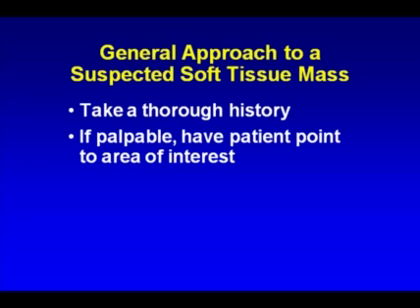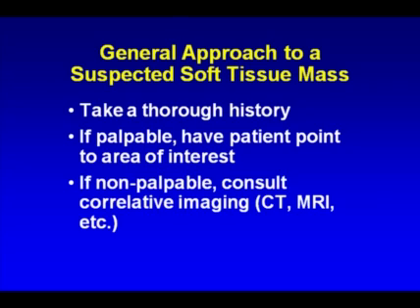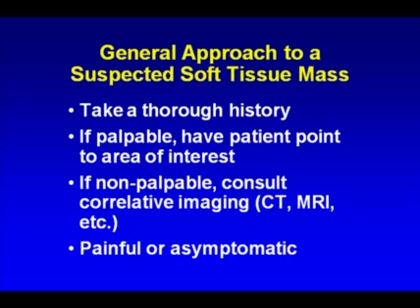If the lesion is palpable, have the patient point to the area of interest. If the patient does not have a palpable mass, then consult correlative imaging. It may be that a mass was seen on CT, MRI, etc., and they did an ultrasound to evaluate it further. And if you have these other images available, it is good to consult them. It's also helpful to know whether the mass is painful or asymptomatic, or whether it's been stable or growing, because all of these may help in your differential.